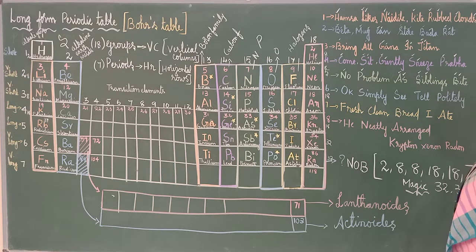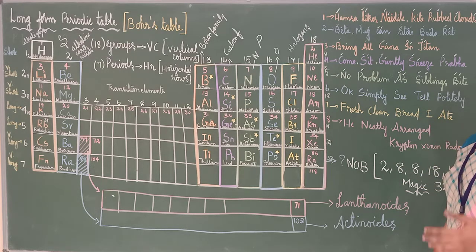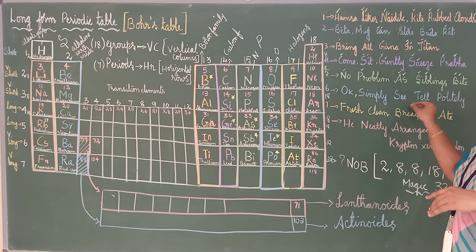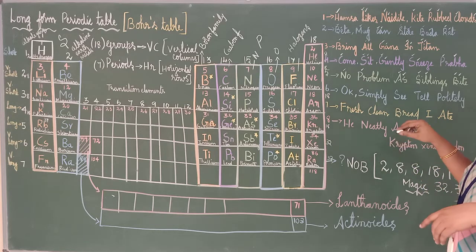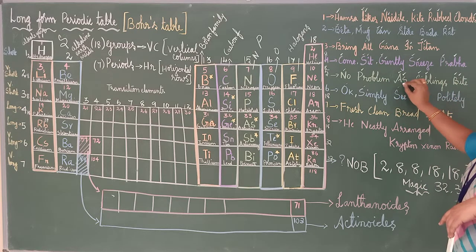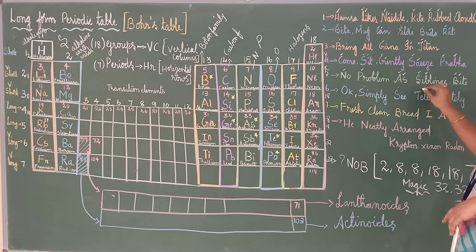The next one is the oxygen family. Oxygen, sulfur, then selenium, tellurium, polonium. These are all the members of the oxygen family. So we will get a mnemonic for this. Okay. Simply see and tell politely. You are teaching something and someone is asking questions. You are fed up and you are telling, okay, simply see and tell politely. Okay. So, oxygen, S is for sulfur, Se for selenium, then Te for tellurium and Po for polonium.